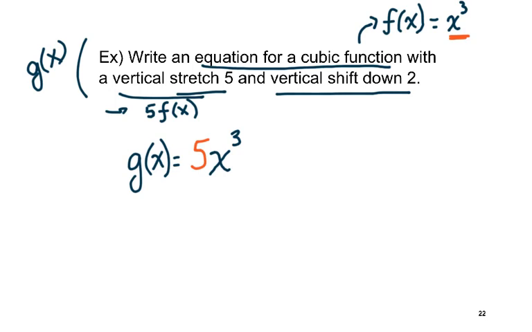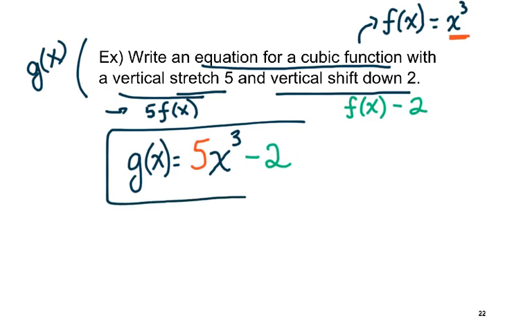And then the next thing I'm going to do is, it says I'm going to shift down 2. Well, I know from my notation that to shift down 2, I just subtract 2 from the overall function. So I know that all I need to do is subtract 2 from this function. And that's how I do it. So this is my final answer. g of x equals 5x cubed minus 2.